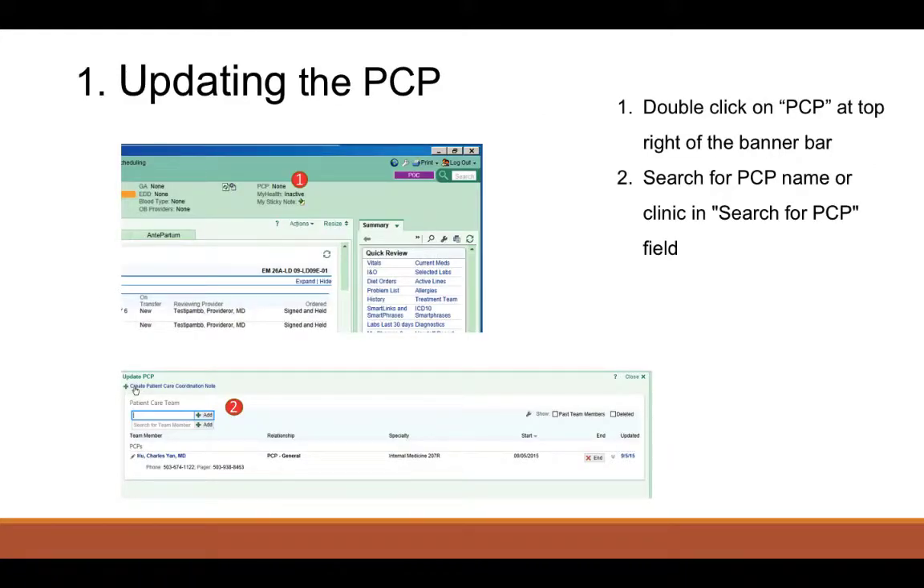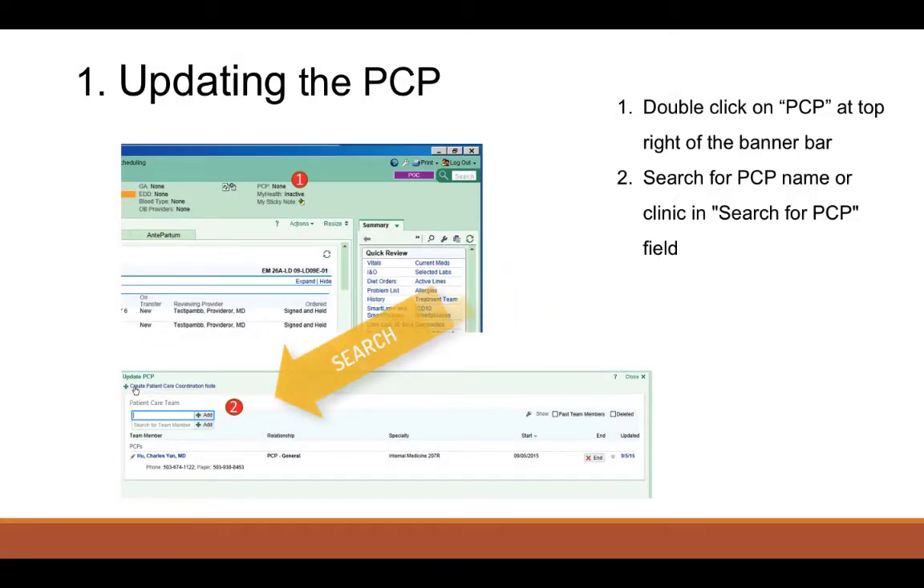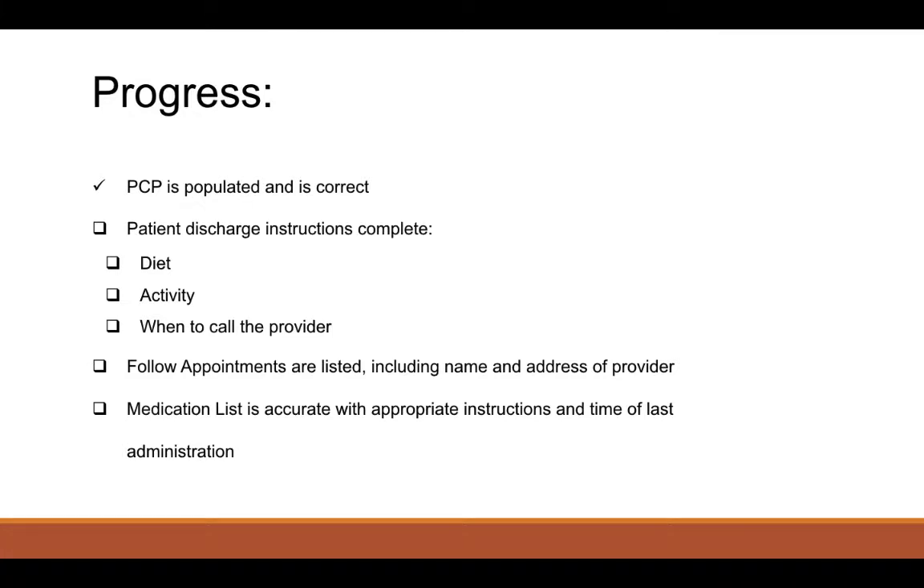All right, let's tackle the first element, updating the PCP. Adding or changing the PCP is a task that really should be occurring on admission, not discharge, and we'll talk more about that on the next video. But let's say when you sit down to preview the AVS, you notice that the PCP is not listed or is incorrect. No worries, updating it could not be any easier. You simply double-click on PCP at the top right of the banner bar, then search for the PCP name or clinic in the pop-up window and click Add. Easy peasy, right? All right, element number 1 is complete. Let's move on to patient discharge instructions.